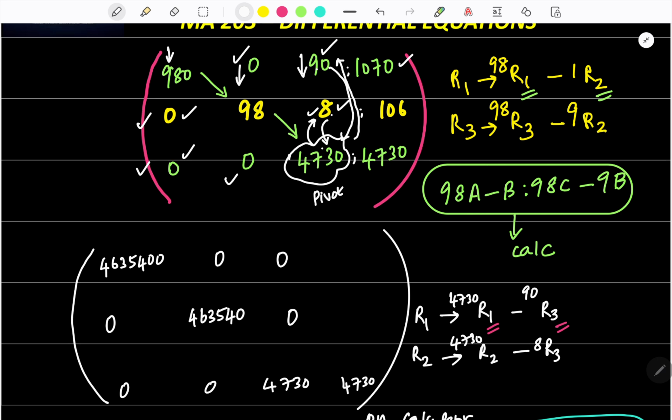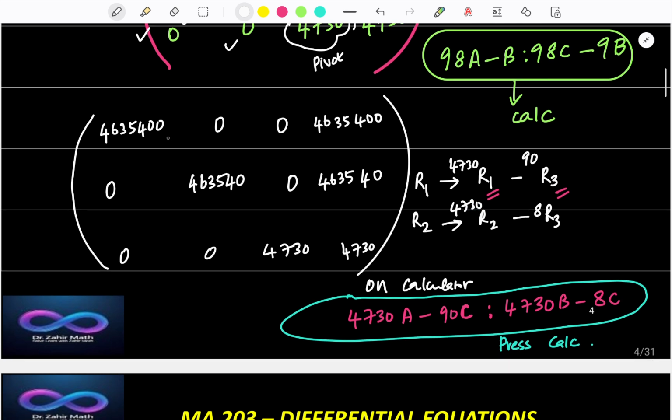Now I'm getting 4635400 and then press equal. The next value I'm getting 463540, right? And then that's it. Okay, finish now. Now look at the leading diagonal.